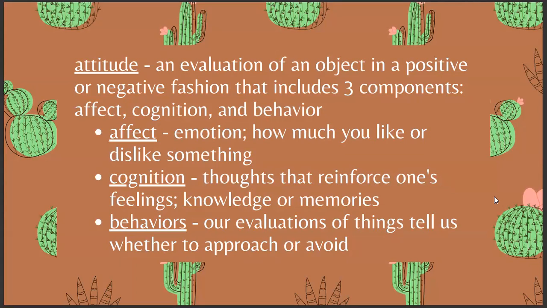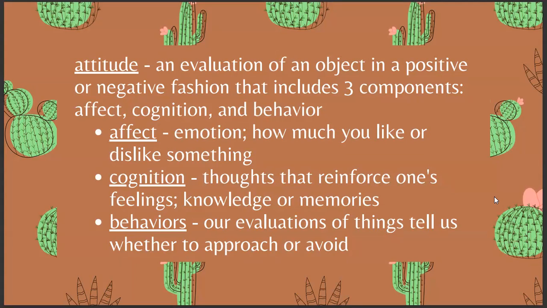First, you've got the affect. This is your emotions, how much you like or dislike something. Okay, then you've got cognition. These are your thoughts that reinforce one's feelings, whether it's knowledge about that thing or memories associated with that thing. And then behaviors. Our evaluations of things tell us whether to approach or avoid.